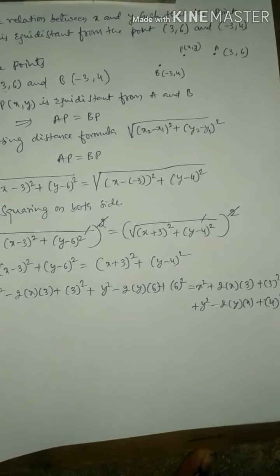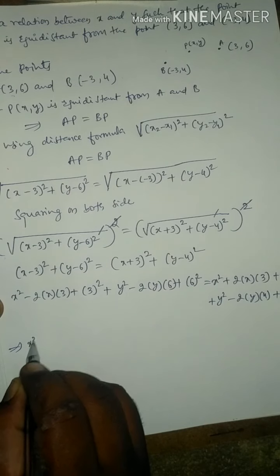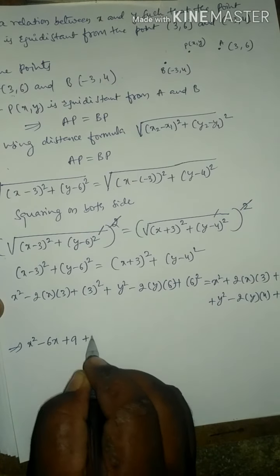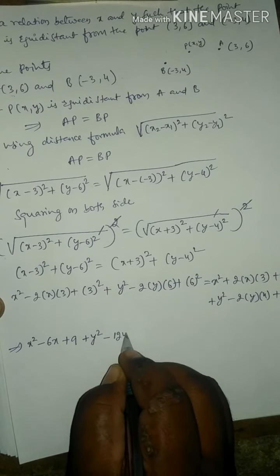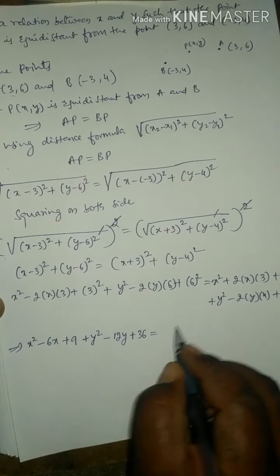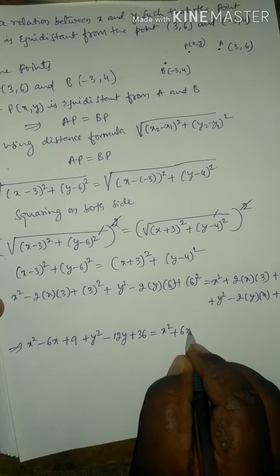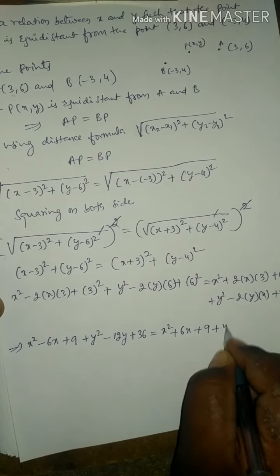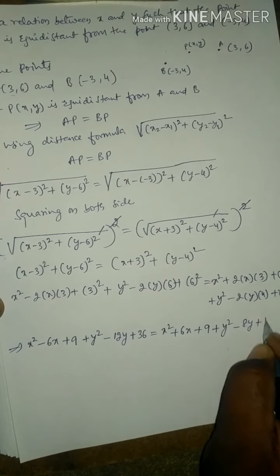So now, which implies, x square minus 2 3s are 6x plus 3 square is 9, plus y square minus 2 6s are 12y plus 6 square is 36. This is equal to x square as it is, 2 3s are 6, plus 6x plus 3 square is 9, plus y square as it is, minus 2 4s are 8y plus 4 square is 16.